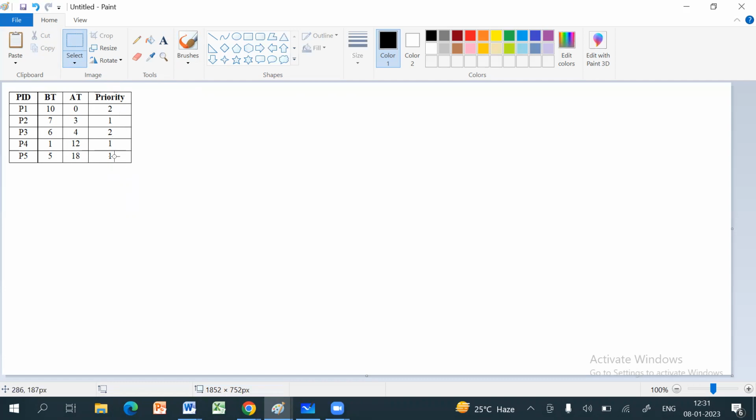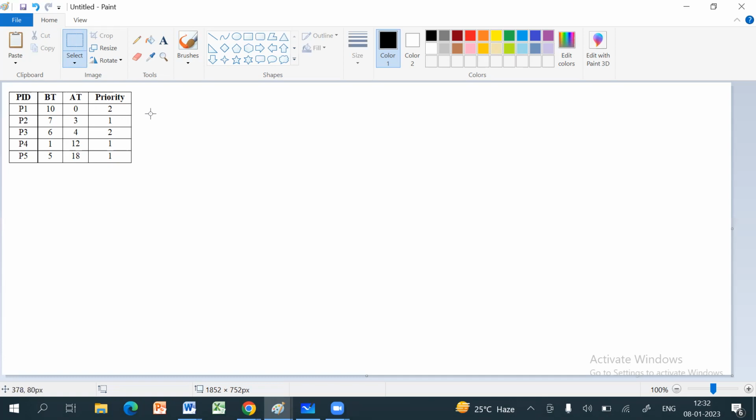Now coming to the priorities, we will take a smaller number as a higher priority here. I repeat again, a smaller number indicates higher priority. So if we compare P1 and P2, P2 has 1, so P2 has a higher priority compared to P1. We'll discuss that when we come to the priority technique. Now let's first start with the non-preemptive. Like I said, let's take FCFS.